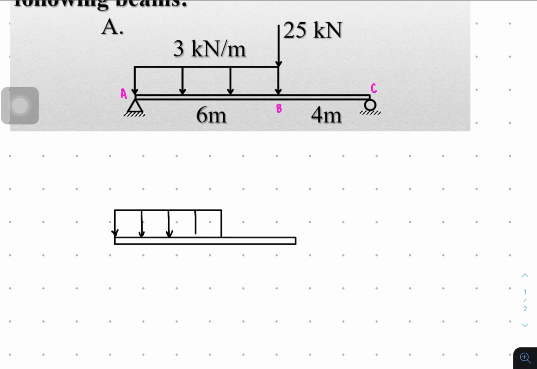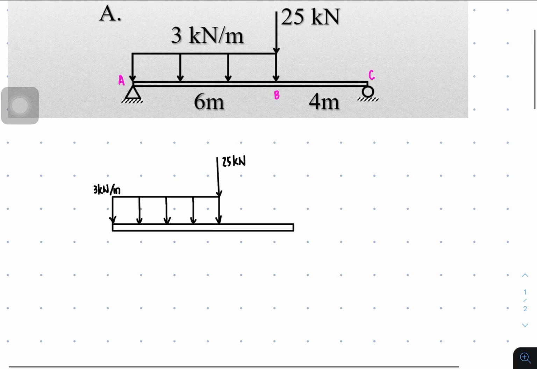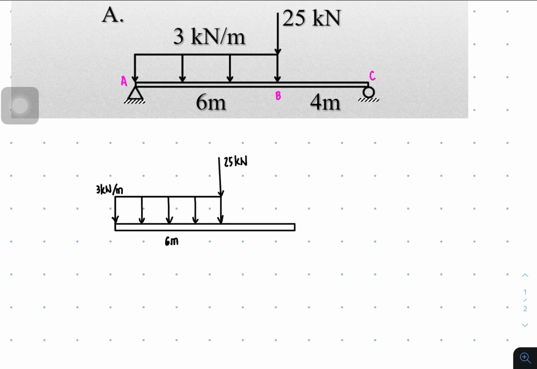a distributed load. So the number of lines here, the vertical lines, doesn't necessarily mean anything. So it just represents that this is a distributed load, and it has a 3 kilonewton per meter intensity. And then this is the load here, which is 25 kilonewtons. And there. So we're gonna write 6 meters here, and this is 4 meters.